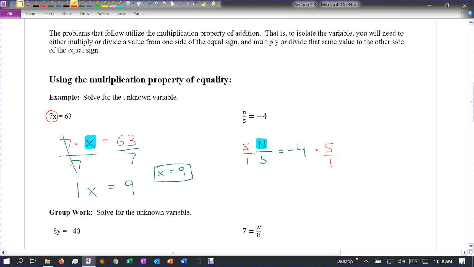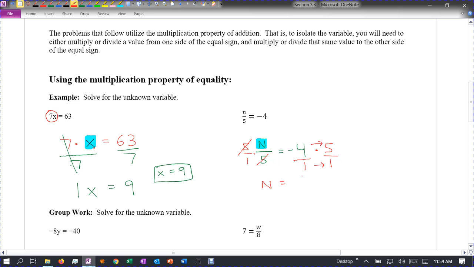Now notice what happens over here. On this side, the 5's cancel. 5 over 5 is 1, so that just gives you an n on the left side. And over here, you're doing 5 over 1 times -4, but you can look at -4 as being a fraction also, and then just multiply straight across the way we do fractions.